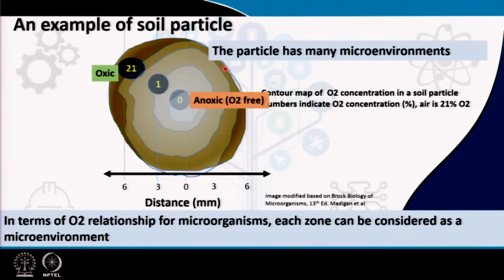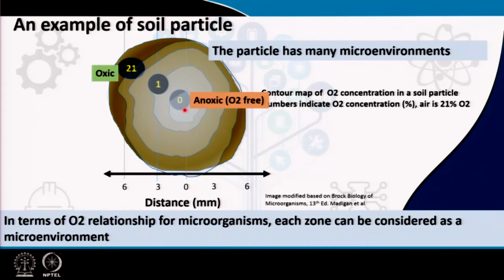So, the particle has many micro environments now. The exterior most environment is the oxic environment, where the concentration of oxygen is equivalent to the atmospheric oxygen, whereas the very interior part of the core of the soil particle is absolutely oxygen free, that is the anoxic environment.